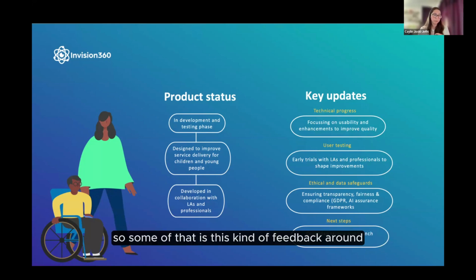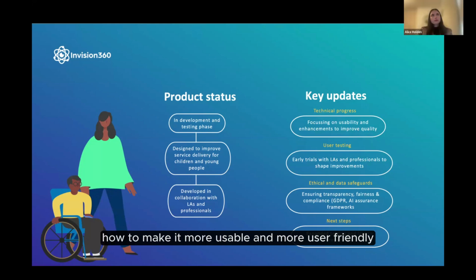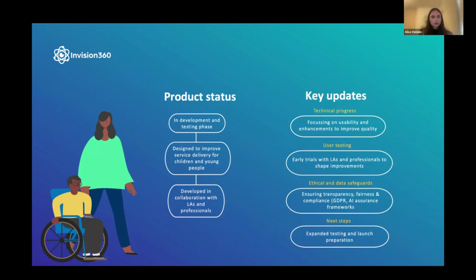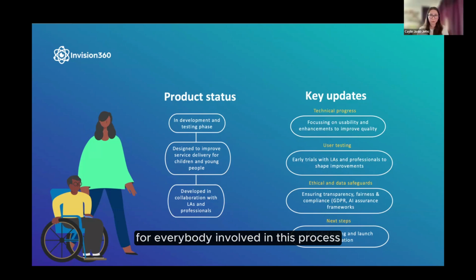Some of that is feedback around how to make it more usable and more user-friendly to caseworkers, just to make it quicker and even easier for them to use. Also, how to make it more accessible and more equitable to people over time. That includes things like voice notes being a good way for people to add their contributions, different language formats, and different file type formats. There's a whole load of stuff that we're starting to hear about and explore, because we really see this as an opportunity to make things more equitable for everybody involved in this process.